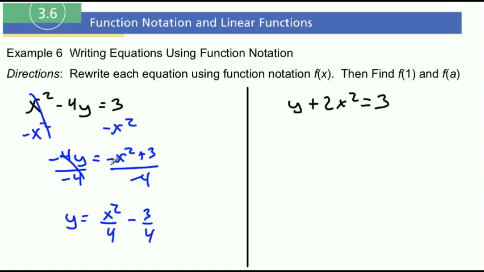So watch this. Negative x squared all over negative 4 is a positive, right? Because a negative divided by a negative. So that's why I get x squared over 4. And then a positive 3 divided by a negative 4 is a negative. So I'm going to write it like this now.